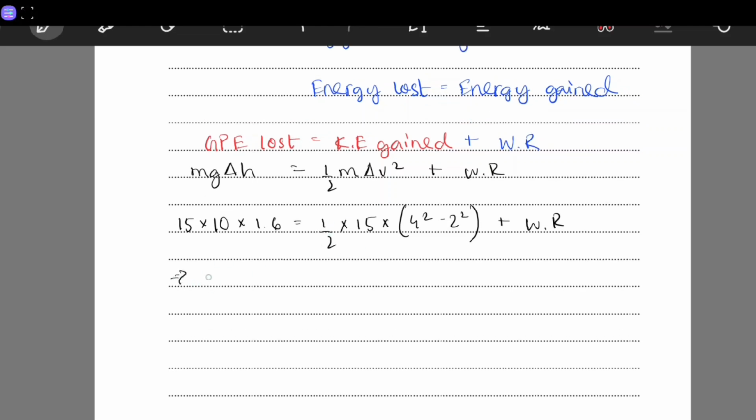15 times 10 times 1.6 is 240. This is the GPE lost. This must be equal to the KE gain and work done against resistance. So half times 15 times 4 square minus 2 square is 90, plus WR. Therefore, WR is equal to 240 minus 90, equals 150 joules.